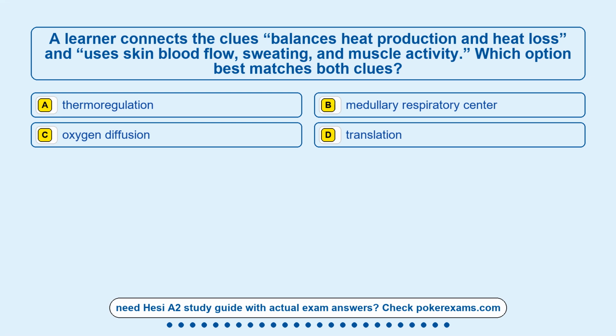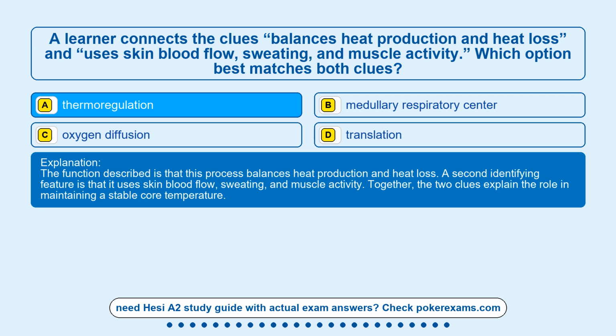Question 19. A learner connects the clues, balances heat production and heat loss, and uses skin blood flow, sweating, and muscle activity. Which option best matches both clues? Option A, thermoregulation. Option B, medullary respiratory center. Option C, oxygen diffusion. Option D, translation. The correct answer is option A, thermoregulation.